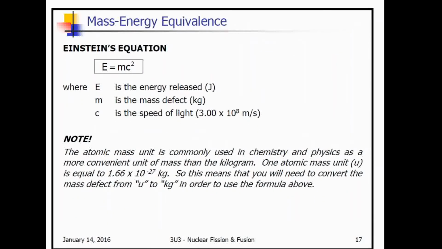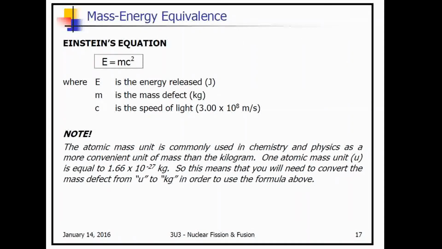And I'd like you to copy this slide down. E equals mc squared is Einstein's equation. E is the energy in joules. m is the mass defect in kilograms. c is the speed of light, and that's a constant, 3 times 10 to the power of 8 meters per second. I'd like you to copy down the note as well.